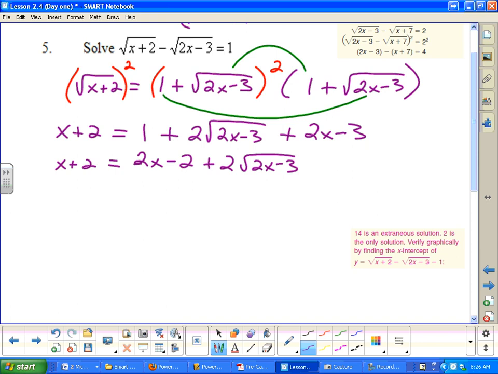Now, all these on the right hand side are multiples of 2, but I don't want to divide by 2 because I don't want to work with a fraction right now. I want to avoid that if I can. So I want to get the 2x and the minus 2 on the left hand side, because I want to isolate that radical again. So we're going to subtract 2x and add 2.